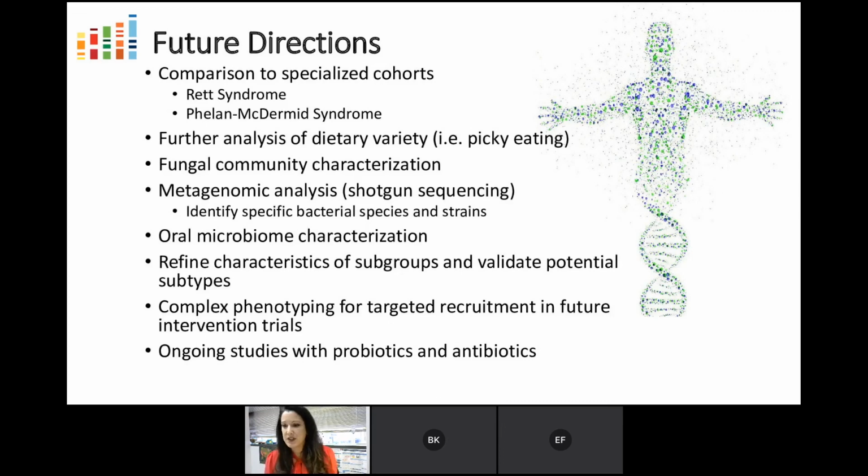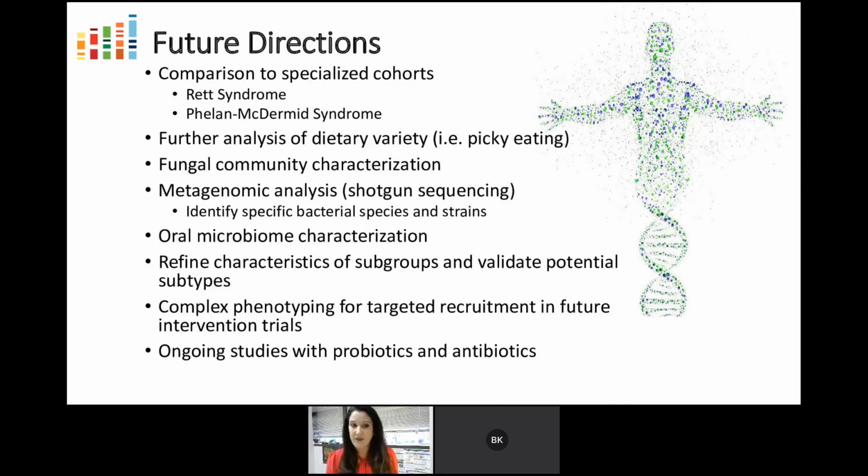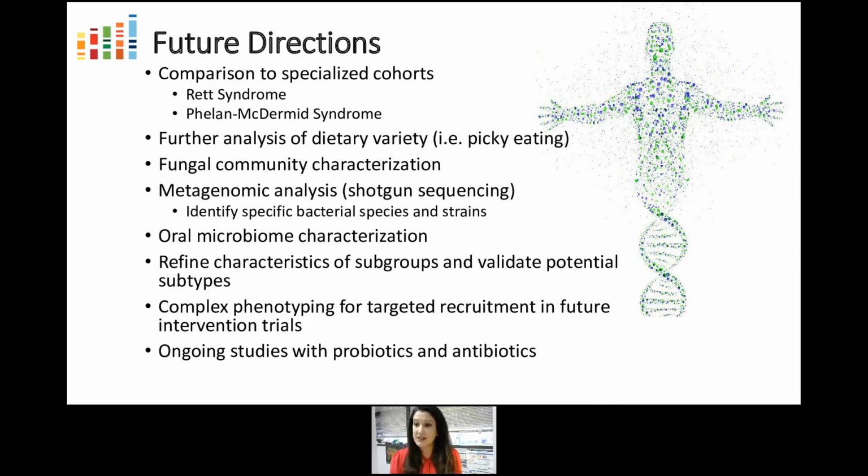We're also going to be able to compare to specialized cohorts. So we have a cohort of girls with Rett syndrome as well as their unaffected sisters. And that has actually been submitted for publication already. And we also have a form of syndromic autism, so specifically Phelan-McDermid syndrome, that we'll be able to compare to this larger cohort, which is mostly idiopathic autism. As I mentioned before, we have extensive dietary data. So we're now quantitating dietary variety to really tackle the picky eating conundrum that's a significant issue in autism.